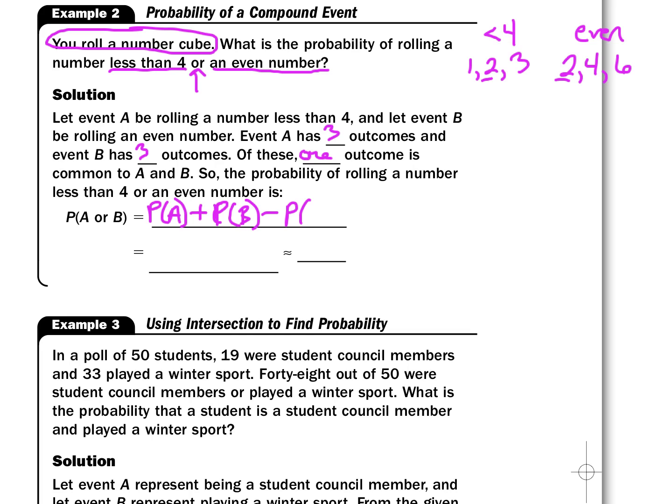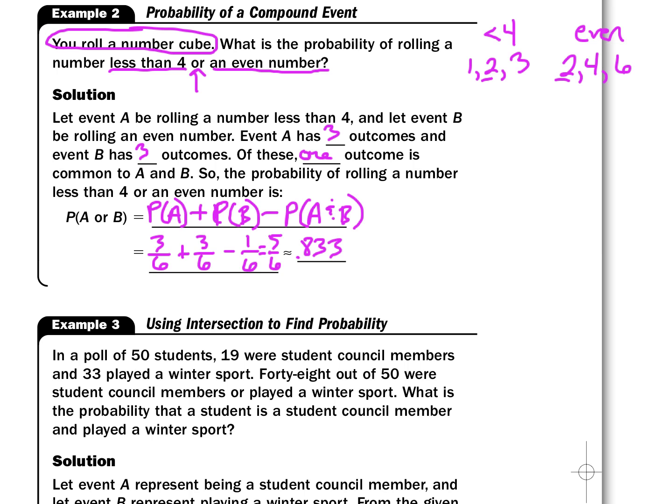minus the probability of both A and B occurring. So the probability of A is 3 out of 6 plus the probability of B, which is 3 out of 6, minus the probability of rolling that 2, which is 1 out of 6. So that gives us 3 out of 6 plus 3 out of 6 is 6 out of 6, minus 1 out of 6 is 5 out of 6, which is approximately 0.833.